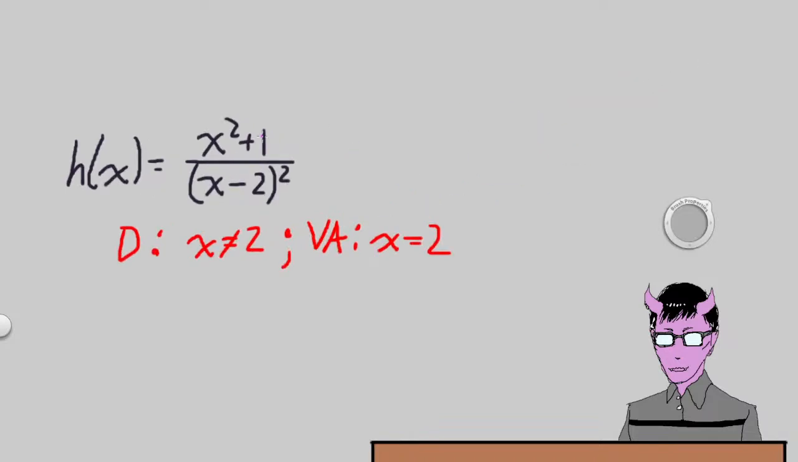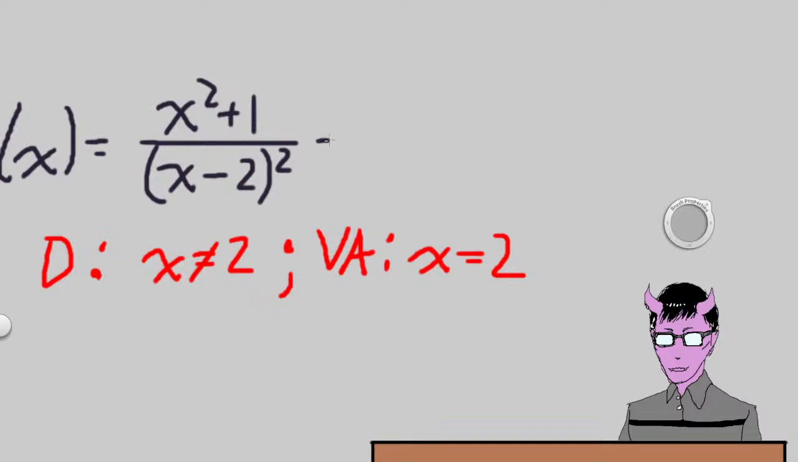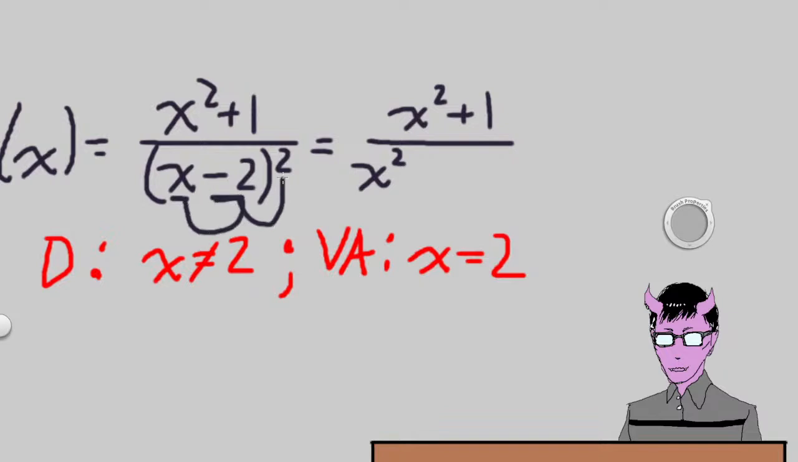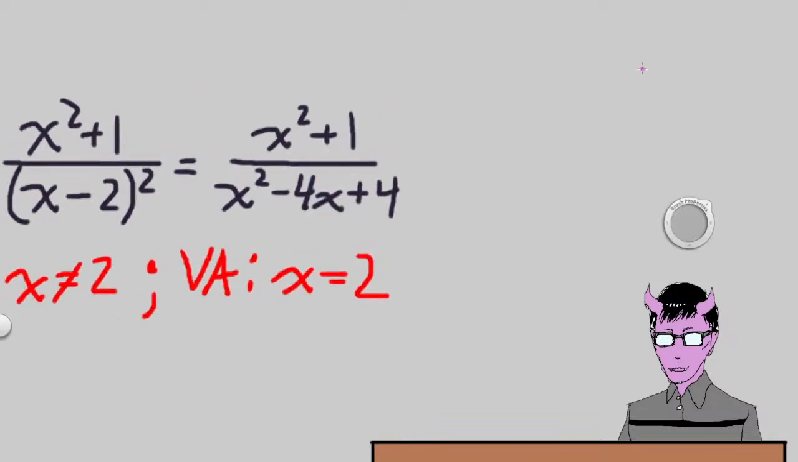Let us do the horizontal asymptote analysis. But first, let's expand this. So we're going to get x squared plus 1 over, I hope you remember your algorithm, square the first one, first times second times 2, so negative 4x. And then this one squared is positive 4. All right. So you can use the shortcut algorithm.